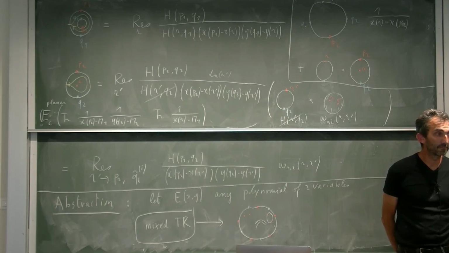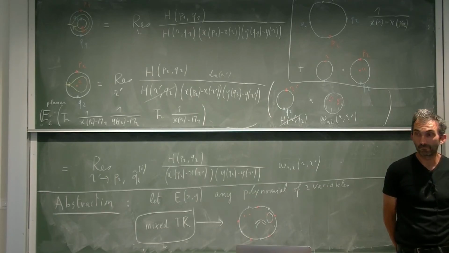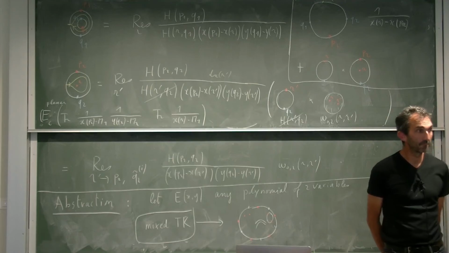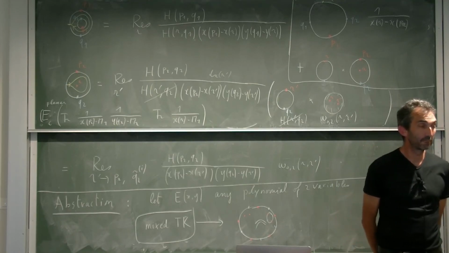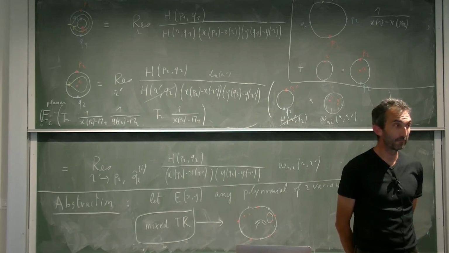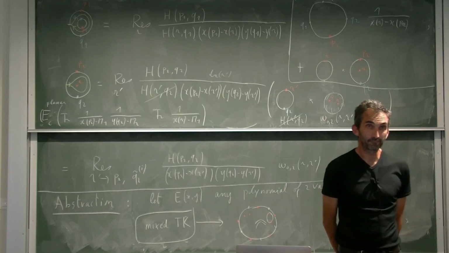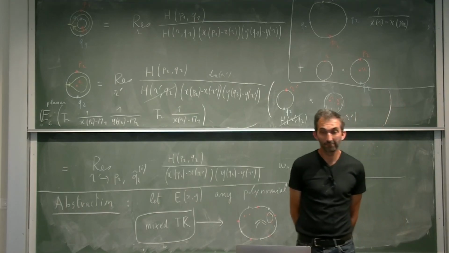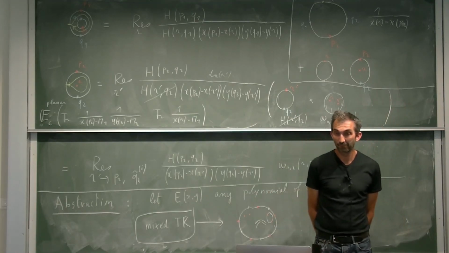So maybe I'd like to ask a question. At the very end, you said how you expect this mixed topological recursion to encode some kind of enumerative invariants pertaining to curves. Do you know what are the features of these families of invariants that would make it be tuned to the mixed part of the TR?